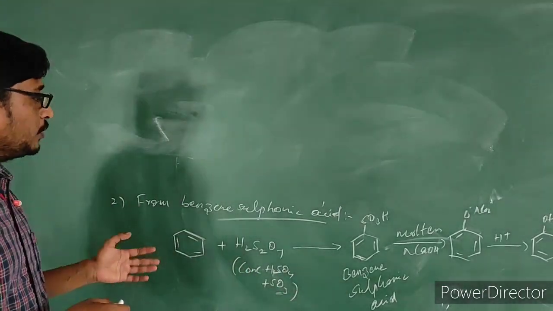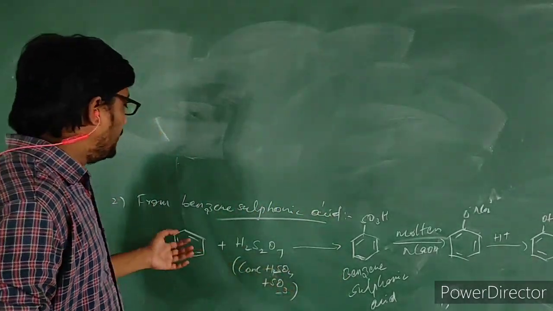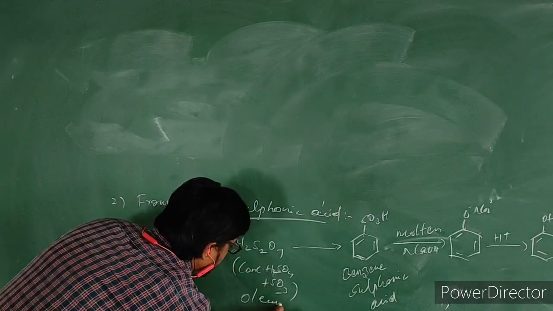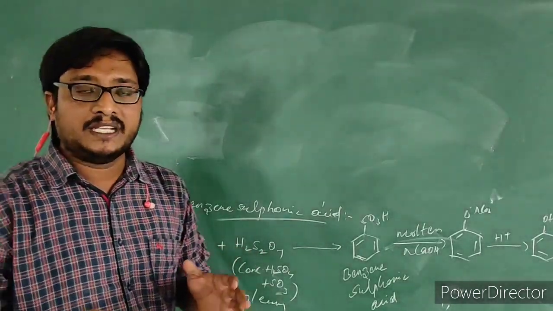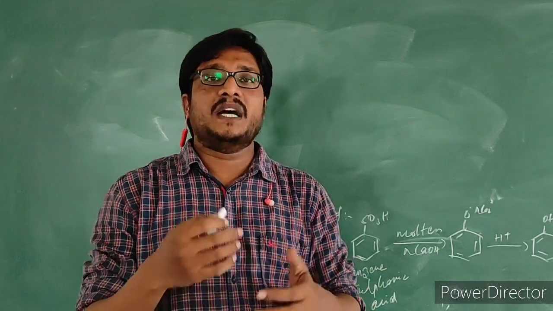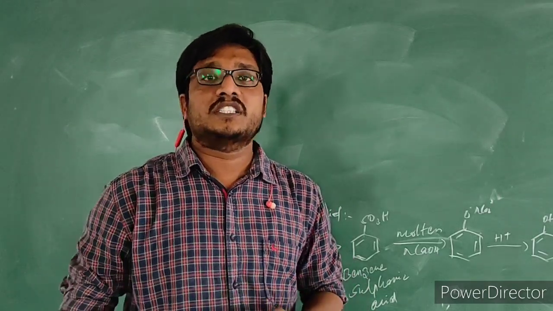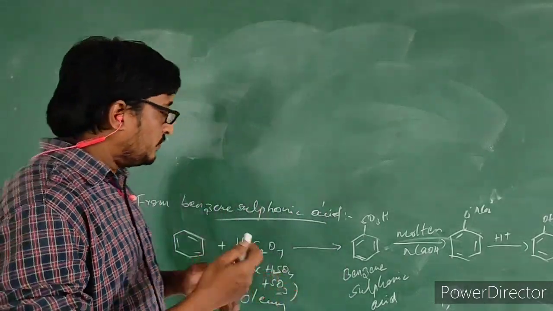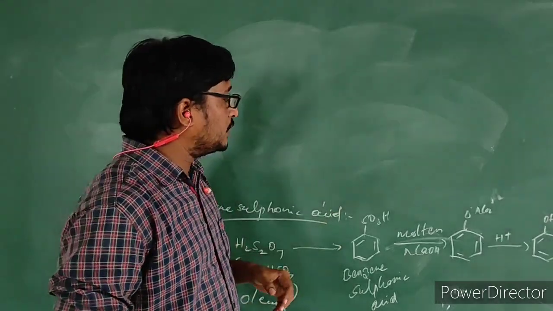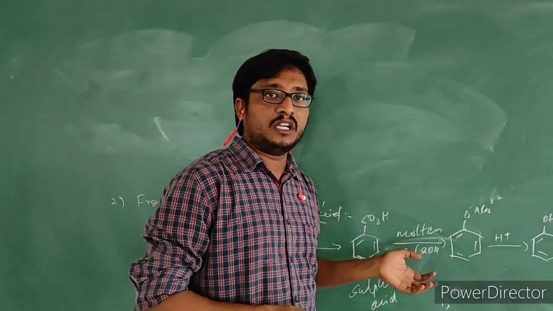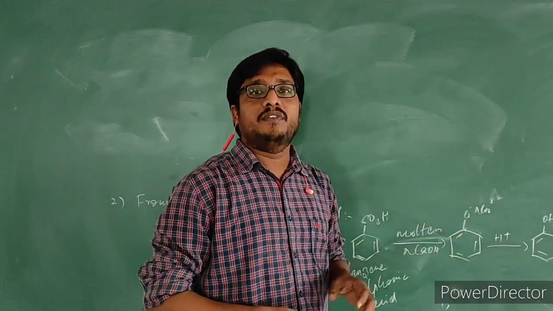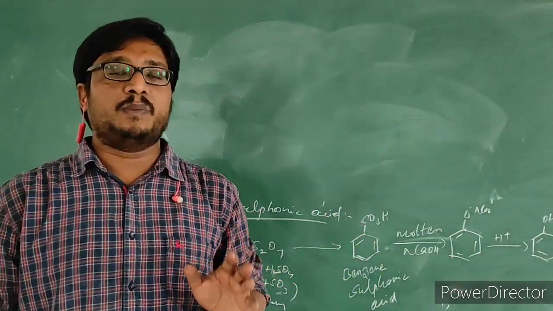I have told you how to prepare benzene sulfonic acid. Benzene is reacted with oleum, H2S2O7. Oleum is a mixture of concentrated sulfuric acid and sulfur trioxide gas. We pass SO3 gas into concentrated sulfuric acid, which forms oleum. We treat that with benzene to form benzene sulfonic acid. That, on treatment with molten sodium hydroxide, forms a salt, which on further treatment with H+ ion, nothing but an acid, gives phenol. This is the next method to prepare phenol.